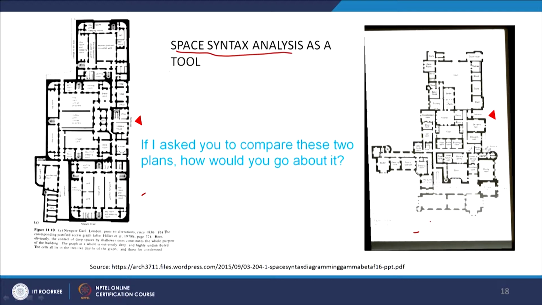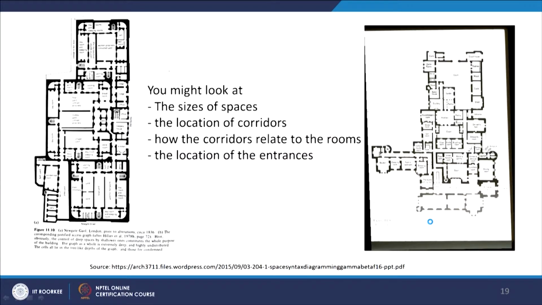So for instance, one can see that yes, there are some entry points, there are some courtyards. Obviously you look at the size of a building or the size of interior spaces, and where the corridors are connected, how they are connected, whether they are open-ended, a U-shaped corridor, or a closed loop, and how the corridors relate to the rooms, and the location of the entrances.